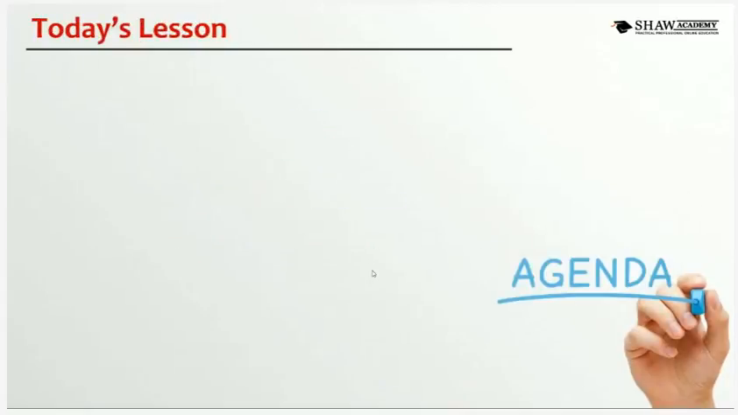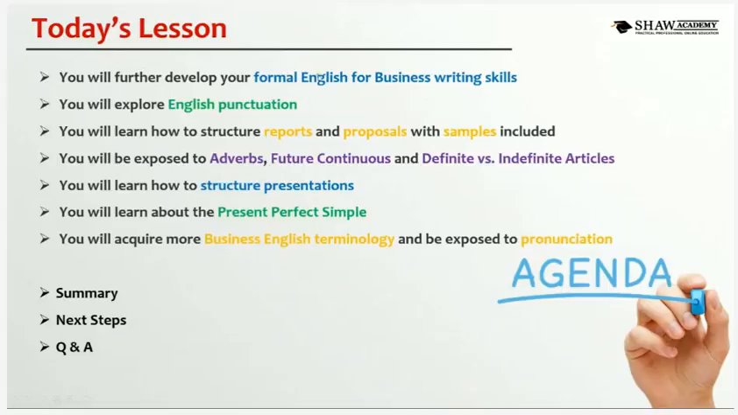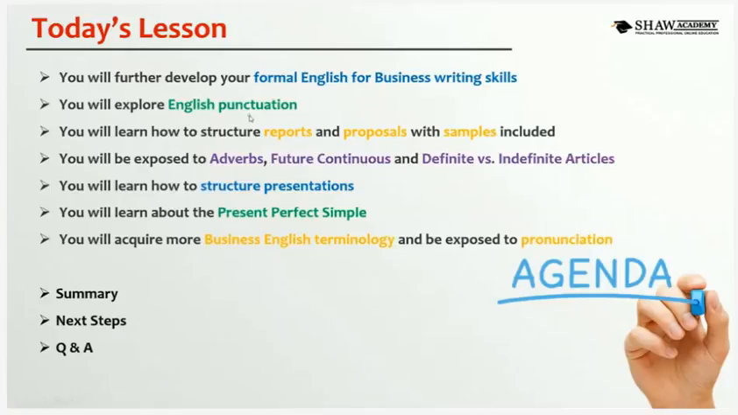So today's lesson. We're going to further develop your formal English for Business writing. We're going to look at punctuation, as I promised in lesson 4. We're going to take a look at how to structure reports and proposals, and I've included samples and language to support that process. In terms of the grammar, it's a heavy one. We're going to be looking at adverbs and future continuous. You might remember in a previous lesson, we looked at future forms. I promised I would also do future continuous at a later stage, so this is the lesson for it. We'll also look at articles as a refresh.